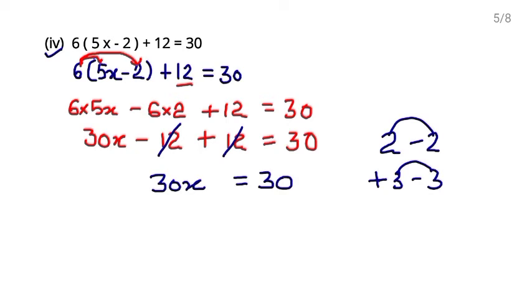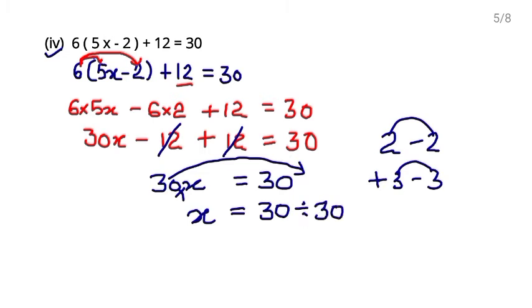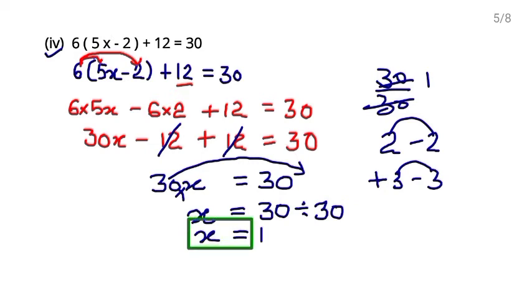30x means 30 multiply x. It means this is in multiplication, so leave the x alone. After moving to this side, this was in multiplication, now this will be in division. कहाँ पर चला जाएगा? डिवीजन में चला जाएगा. So we are dividing 30 by 30. 30 को अगर 30 से ही divide करेंगे, we will get 30 1s are 30. So what are you getting? 1. So this is the value of x.